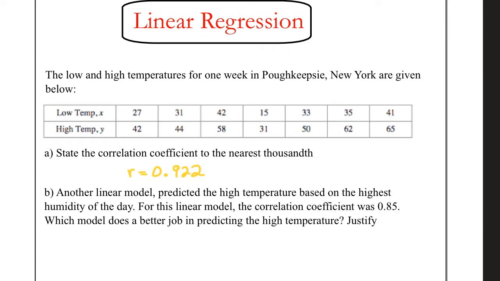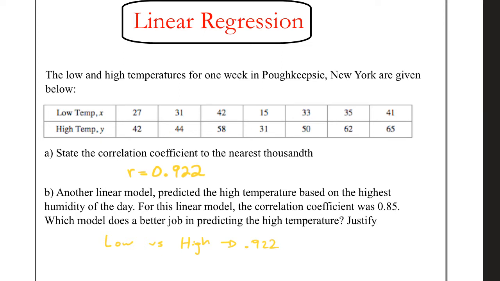Another linear model predicted the temperature based on humidity. For this model, the correlation coefficient was 0.85. Also pretty strong. Which model does a better job? So obviously the one we were given here, the low versus high, and why? Because it is closer to 1. While 0.85 is still a strong relationship, 0.922 is even stronger. So this was recapping correlation coefficient from last week.